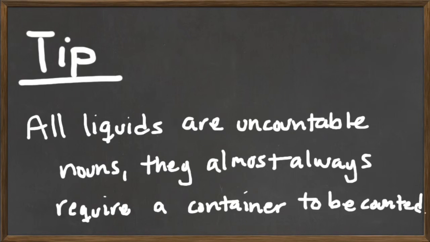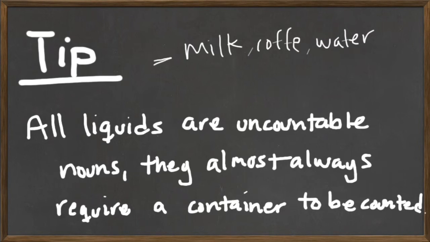Let's continue. Alright, before we go back and recap all we talked about, remember all liquids are uncountable nouns. They almost always require a container to be counted. Say milk, coffee, water, etc. Why? Because they don't have a form by themselves, so that's why they need a container to be counted. A glass of milk, a bottle of milk, a cup of coffee, a jar of coffee, a bottle of water, a glass of water, a cup of water. We can say that if it's hot water, etc.